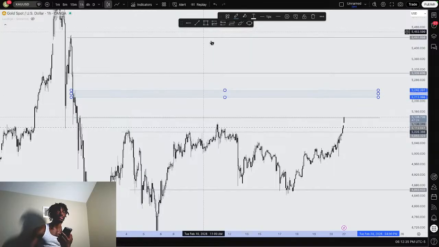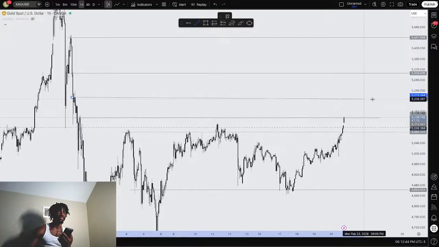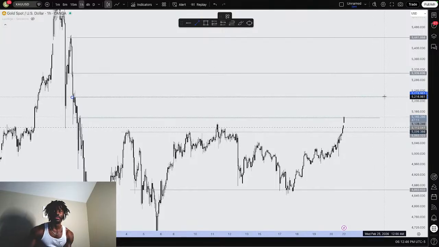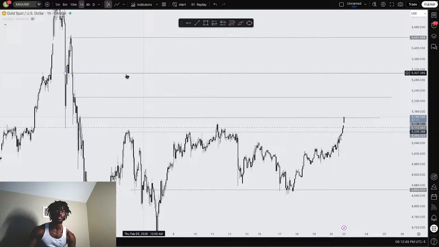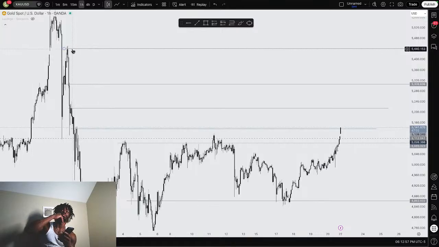I'll do another line here. The 50, this range right here, 50 to 10s will be the next area. Then the next flow state will be 5,300. But the main one, since this is the previous lower high, is up into 5440s, 5450, which is a very key area. That's the main flow state, potentially, if gold continues to keep trading bullish for the week.